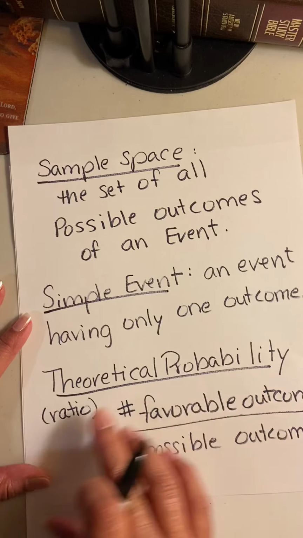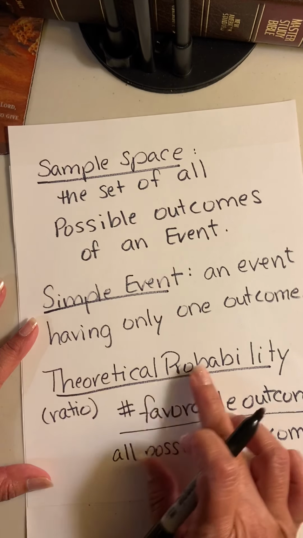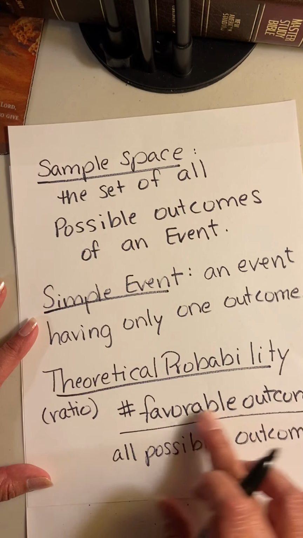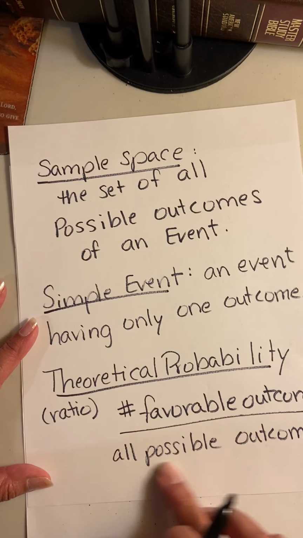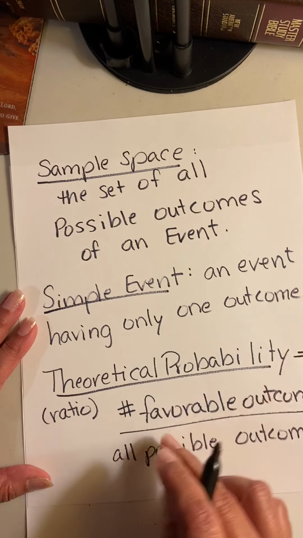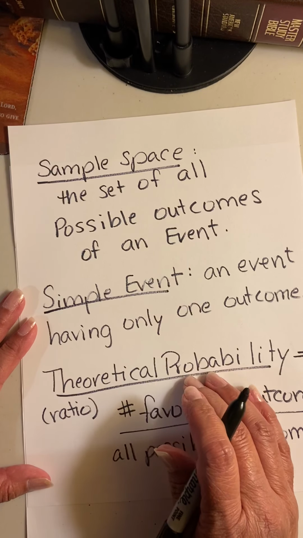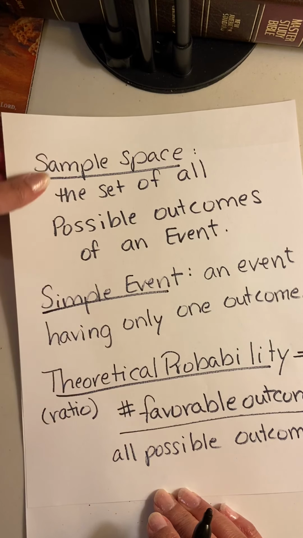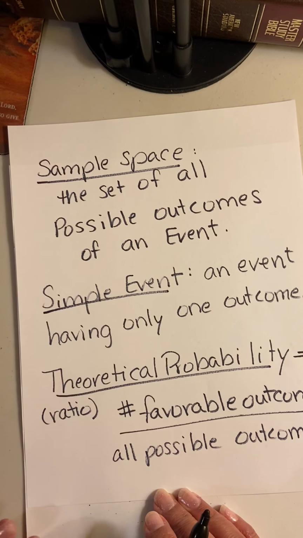Then the next thing is theoretical probability. Theoretical probability is a ratio, and it is determined by the number of favorable outcomes over all possible outcomes. We'll talk about what that means, but this is very crucial to understanding theoretical probability. Keep that in mind, and write these down if you do not already have them.